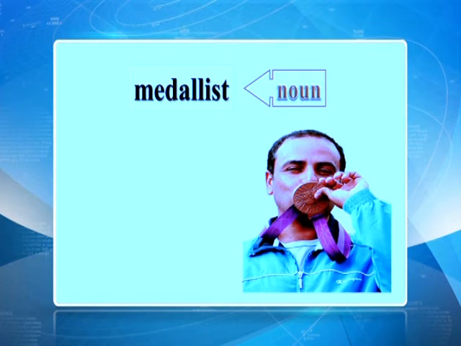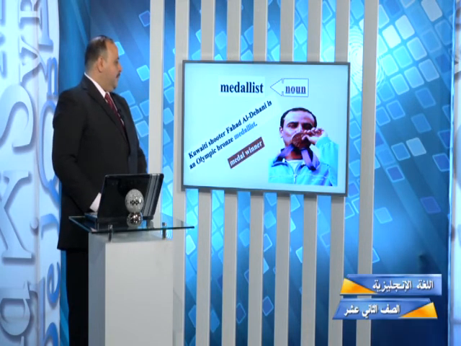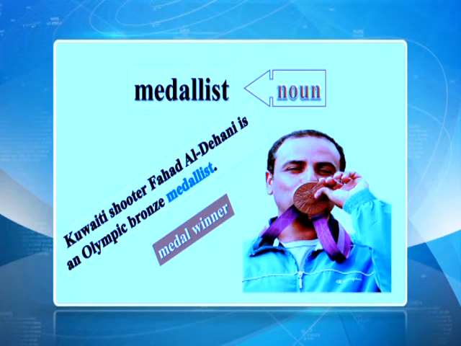Medalist. A medalist is a noun, and the picture can tell us that it refers to someone who wins a medal. That's why we see him carrying a medal. We say he is a medalist. Now let's see the example. Kuwaiti shooter Fahd al-Dihani, an Olympic bronze medalist. Or, this is the definition, he is a medal winner.